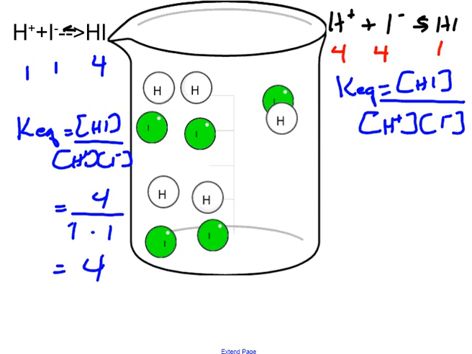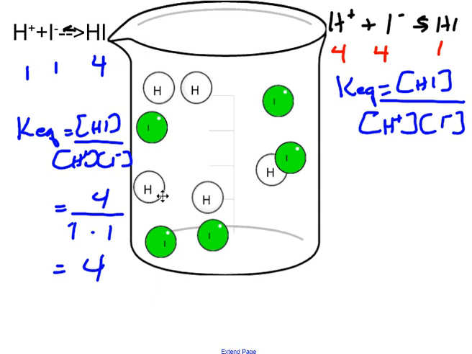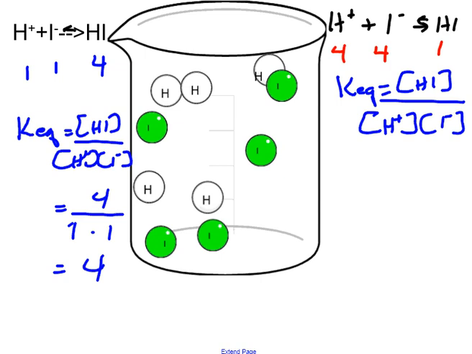In order to be at equilibrium, we are saying that every time 1 hydrogen and 1 iodine connect, another one breaks down. You'll notice we're still at 4 hydrogens, 4 iodines, and 1 HI. Again, if we're at equilibrium, every time 1 hydrogen and 1 iodine connect, another one breaks down, 4 to 4 to 1. In this case, the concentration of HI is 1. The concentration of each hydrogen and iodine is 4.